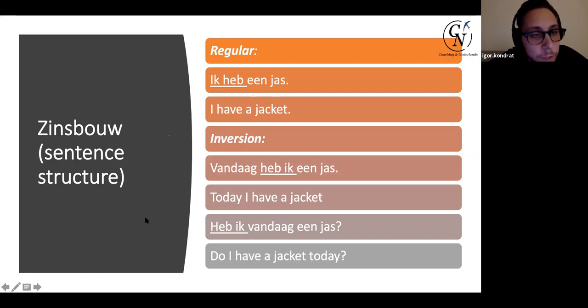Is het jas of de jas? Ik heb de jas, ik heb het jas. Ik heb de jas, de jas. De jas. Het jas, de jas, ja.